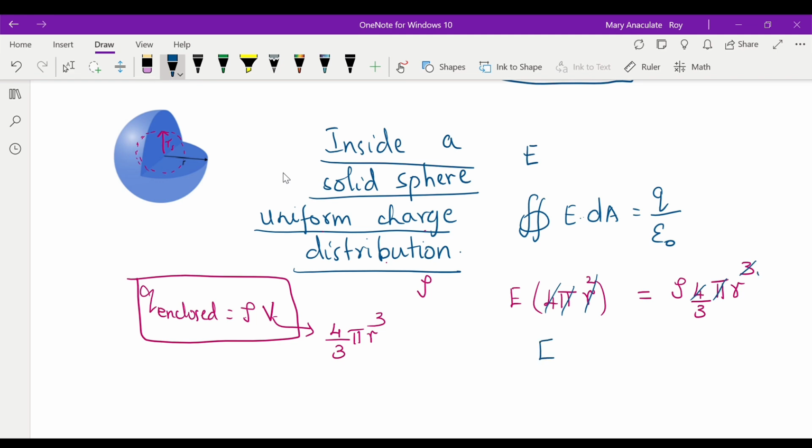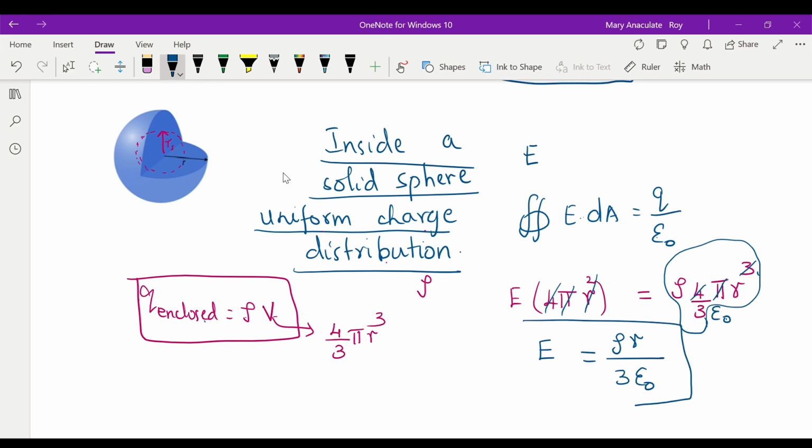So what's the final E that is there? Rho times r, sorry, I left out the epsilon naught here. So this is over epsilon naught as well, right? This entire thing is Q, and we have epsilon naught here. Alright, so rho r over 3 epsilon naught will be the formula to find the electric field inside a solid sphere with uniform charge distribution.